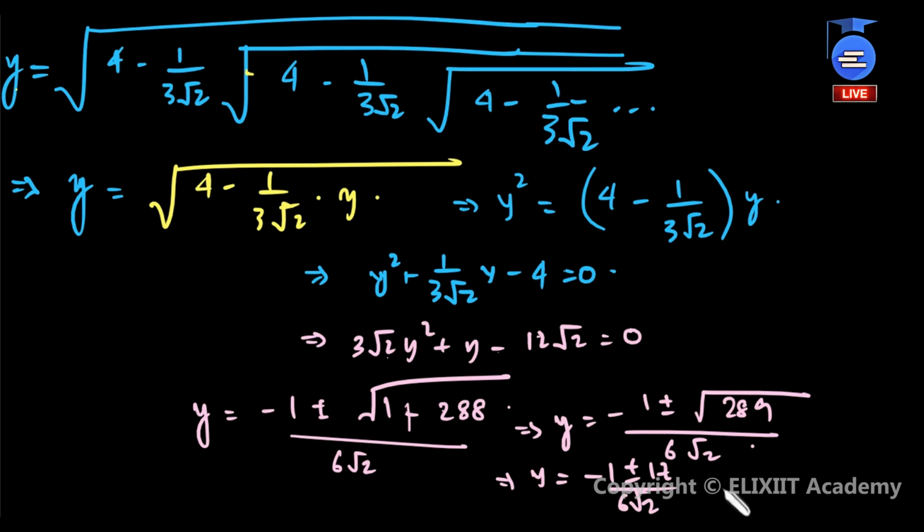Right? So what is y? y is 17 minus 1 by 6 root 2. 17 minus 1, 16 by 6 root 2. That is basically 8 by 3 root 2. Or y is basically minus 1 minus 17, minus 18 by 6 root 2. Or y is equal to minus 18 by 6 root 2.